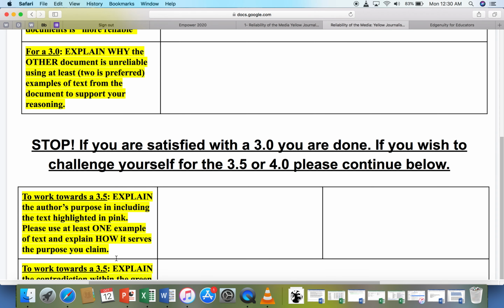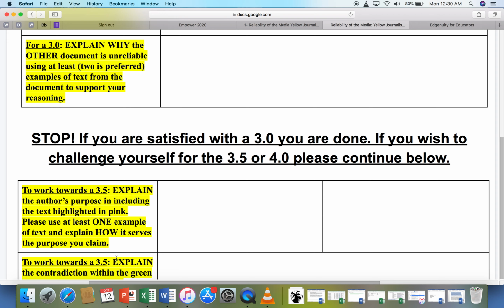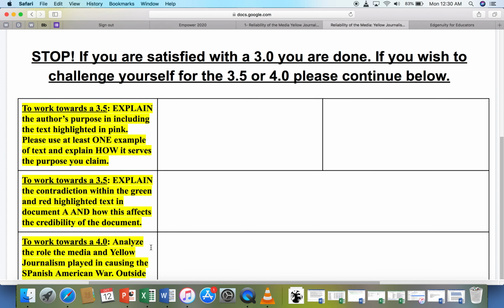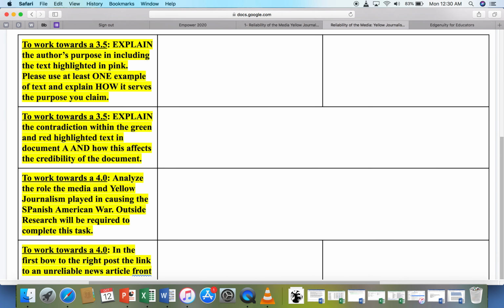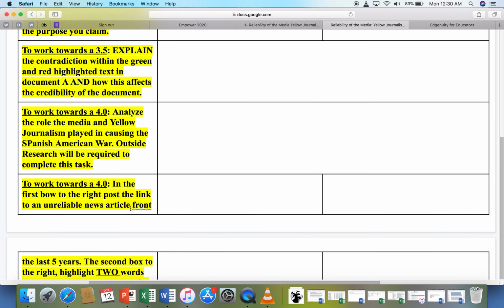Now, here you get a nice big bold warning. Stop if you are satisfied with the 3.0. You're done. If you wish to challenge yourself for the 3.5 or the 4.0, please continue below. I'm not going to go over these questions. They're here and they're pretty clear. You can see that there are 2 here for a 3.5 and 2 for a 4.0.